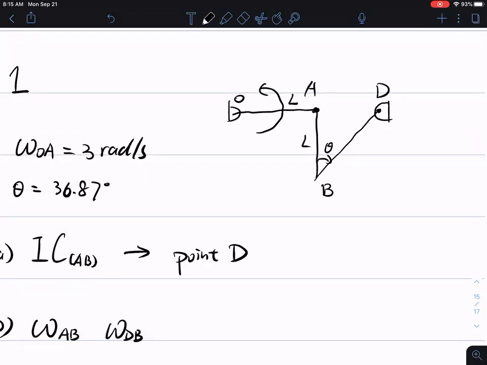Raise your hand if you think that should be the distance from A to O. Raise your hand if that should be the distance from A to B. Raise your hand if you think that should be distance from A to D. To D. Raise your hand. All right, the correct answer is distance from A to D. Why is that?